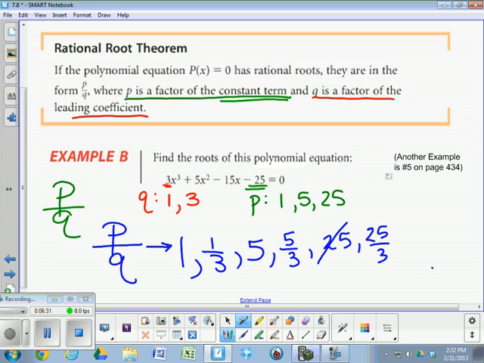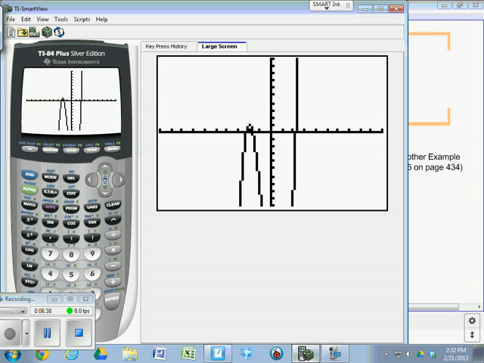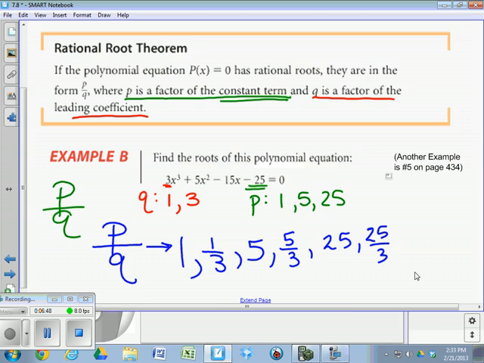25 thirds is like 8.3 repeating. Does this graph look like it crosses at 8.3? My window, I'm sorry, is -10 to 10. Does it cross over there at all? No. So I think we can rule out 25 thirds.